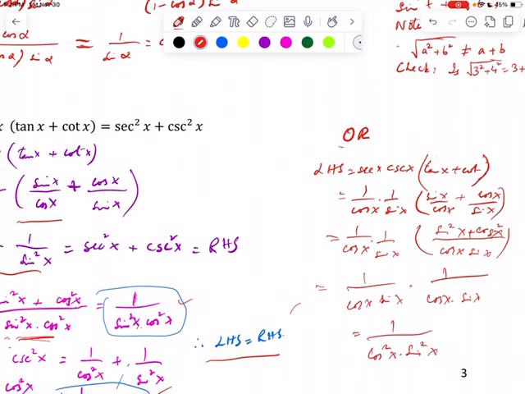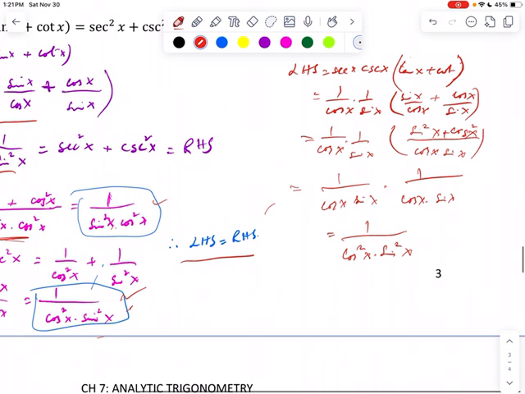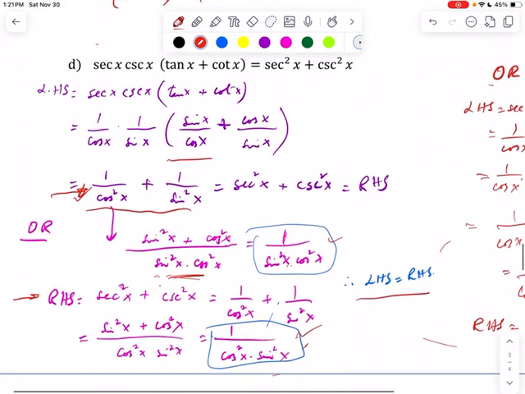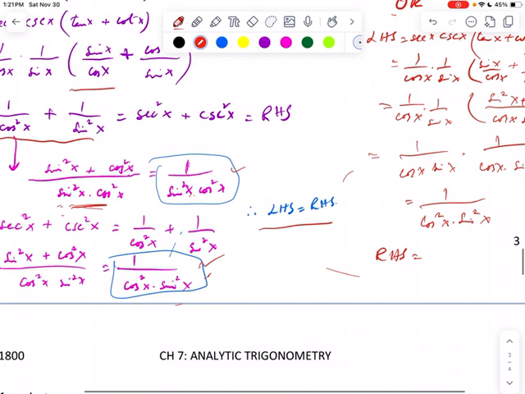But again, this is not what our right hand side is. So if you arrived here, now you should pick up your right hand side and do what I just showed you on the left here, and you should be able to show that the two sides are equal to each other.